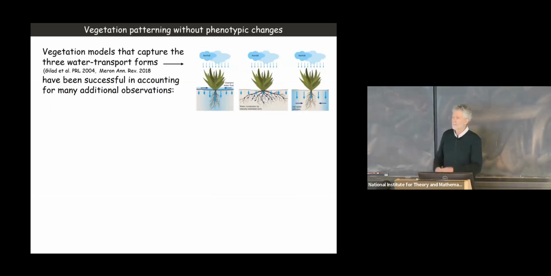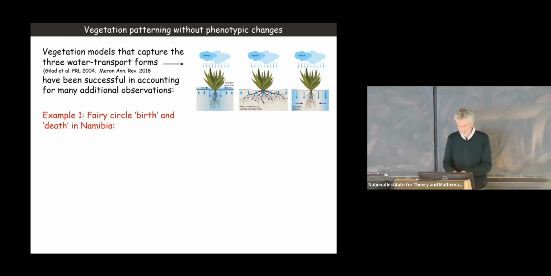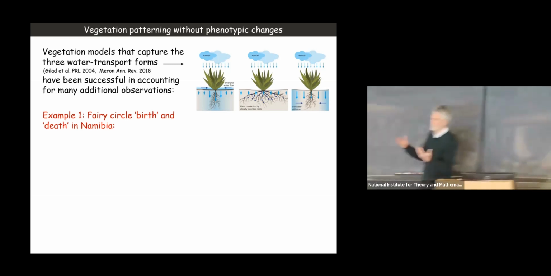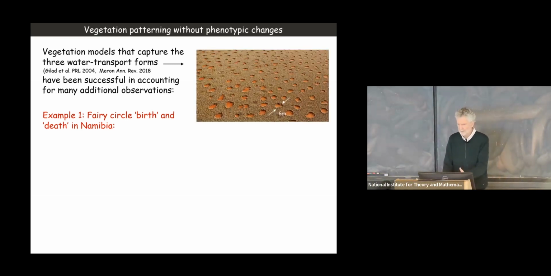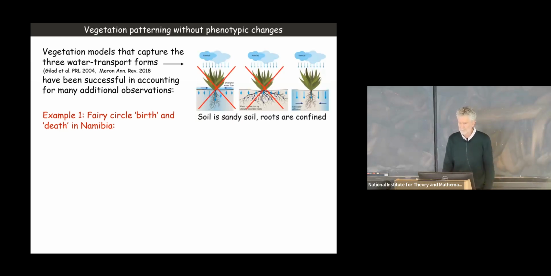Okay, so there are quite many additional observations that this type of modeling can explain. And I want to focus on two examples. One is what ecologists call fairy circle birth and death, so the appearance and disappearance of fairy circles. Fairy circles are these types of gaps of bare soil in otherwise uniform grasslands. This is a picture in Namibia.